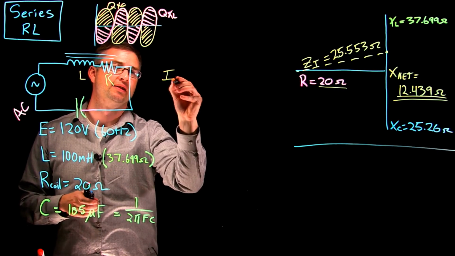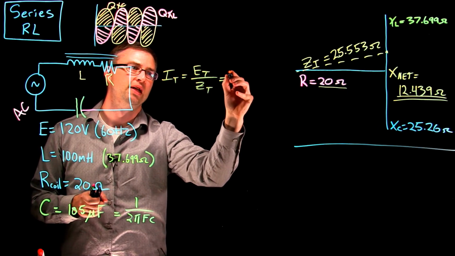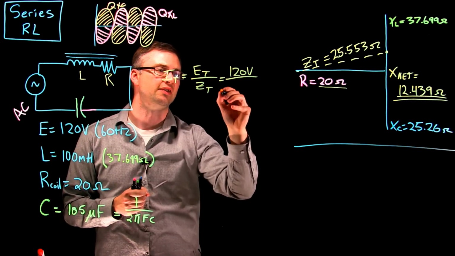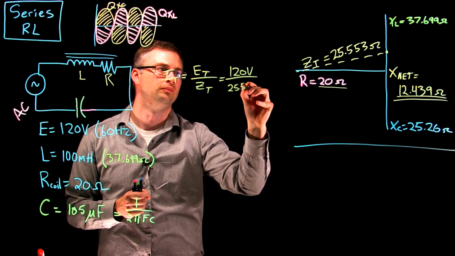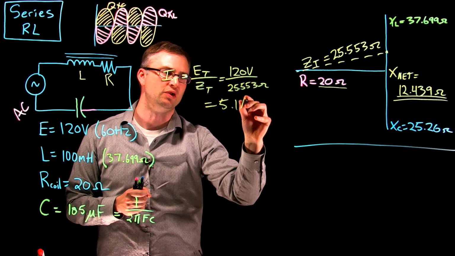So the I total is going to be the E total over the Z total again. So that's 120 volts, and we're dividing it by 25.5 ohms, and we get 5.1 amps.